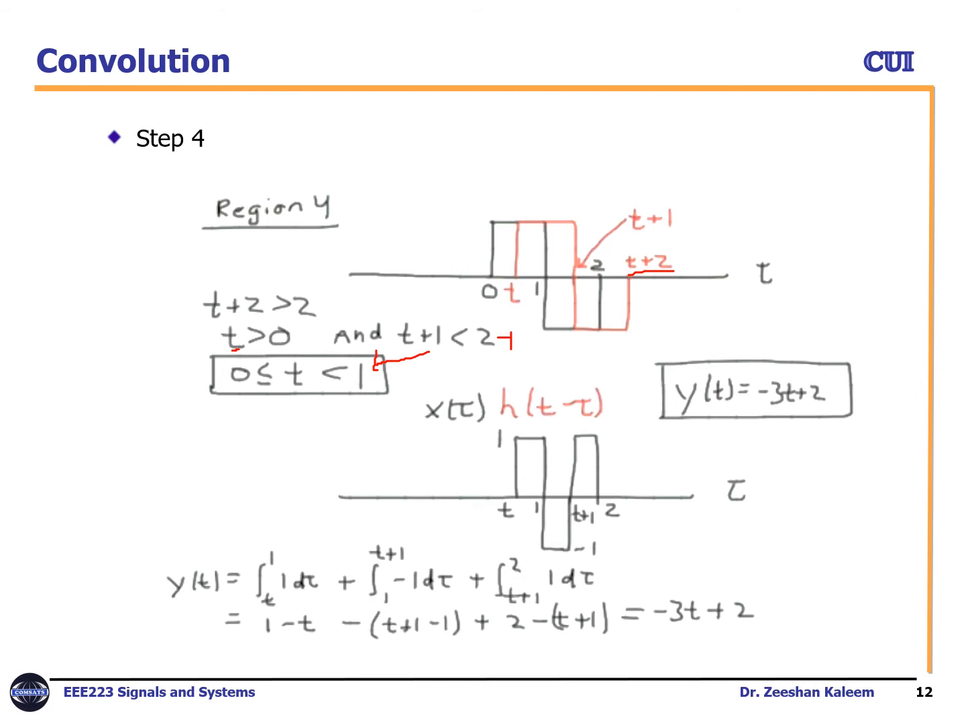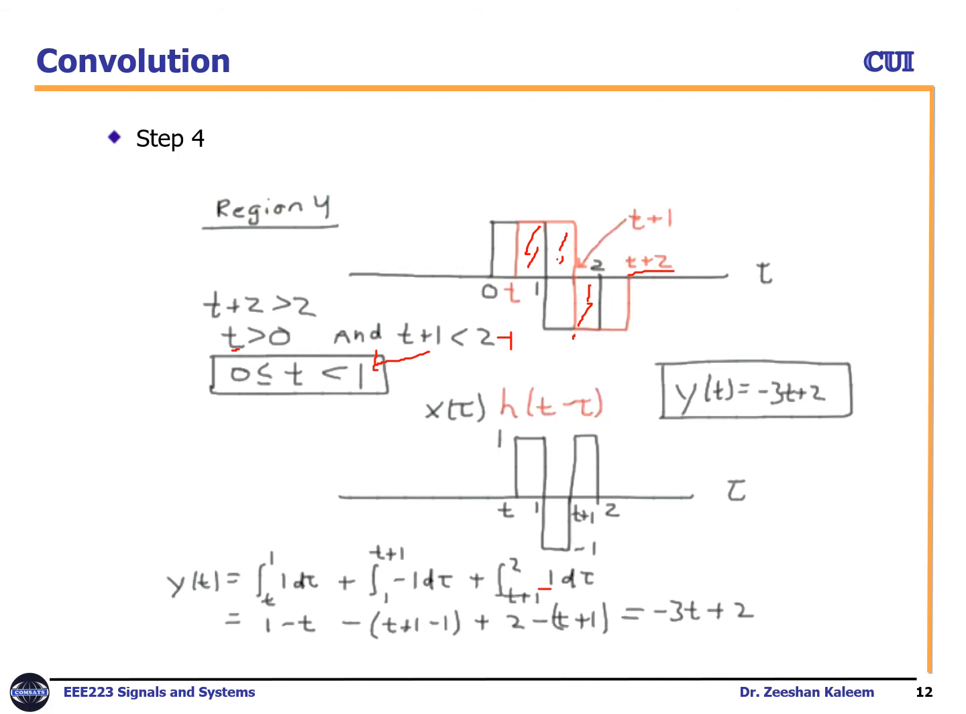Now we have to convolve first, then integrate. Convolution involves multiplication and then addition. In this case we have overlapping here, and overlapping from t plus 1 to 2 this way, and then there is no overlapping here. So from t to 1 we have 1, in the same way from 1 to t plus 1 we have minus 1 because they are in opposite directions, and then from t plus 1 to 2 we have 1 because they are in the same direction.